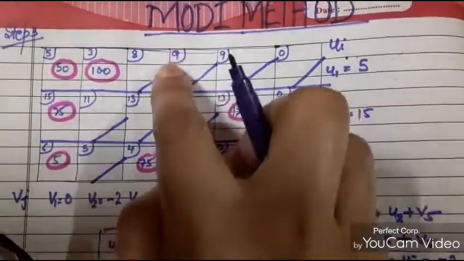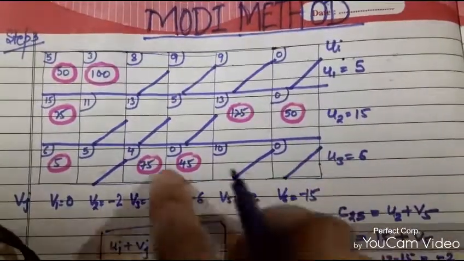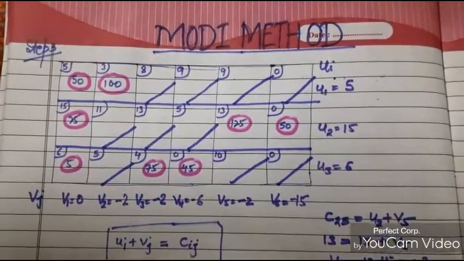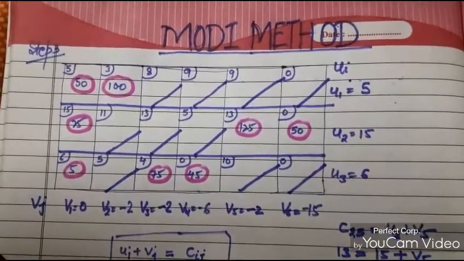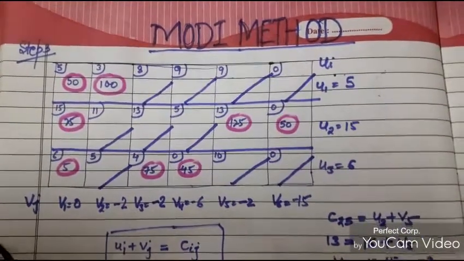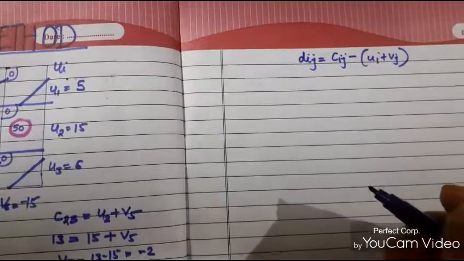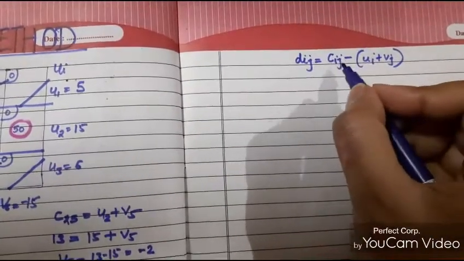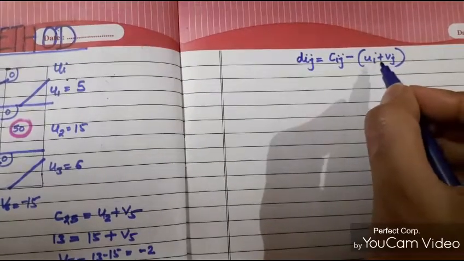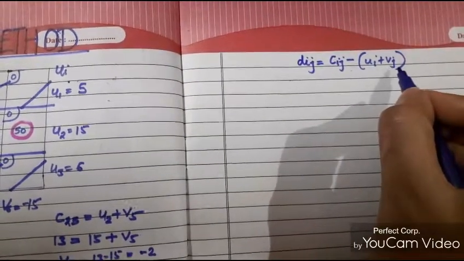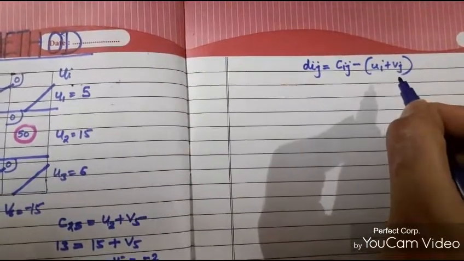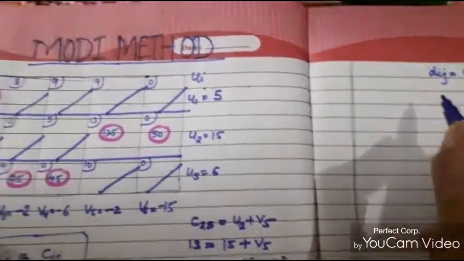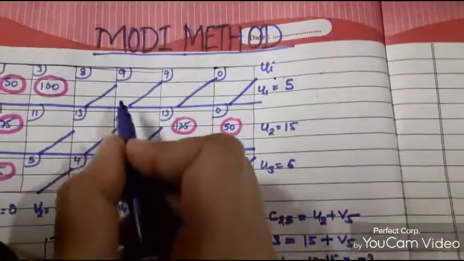For all these cells we will calculate the values of Dij's, which will determine whether the solution is optimal or not, or the transportation cost can be reduced further. The formula we use to calculate the value of Dij is Dij equals Cij minus the sum of the values of Ui and Vj for the particular cell. So the first Dij which we need to calculate can be understood by seeing the cells.